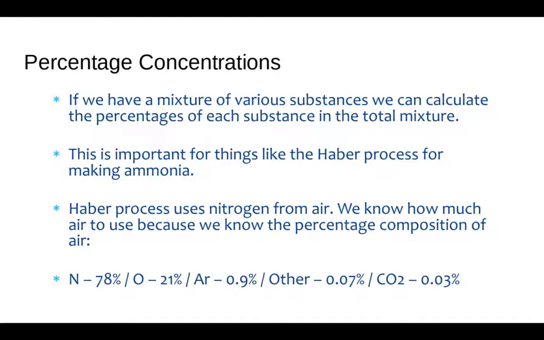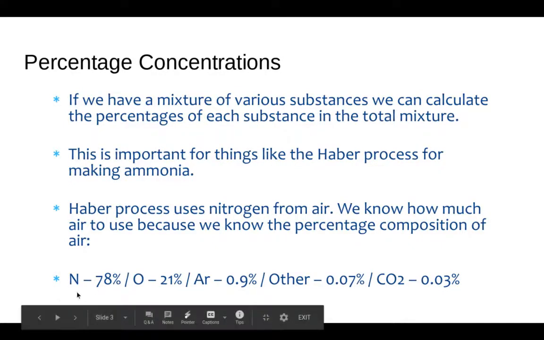So why do we do percentage concentrations? Okay, there's a process called the Haber process, which is used for making ammonia, which is needed to make fertilizers for plants. Now, the Haber process uses nitrogen from the air, okay? We need to calculate how much of the air is nitrogen, so then we can know how much air we can use in our reaction. So we know that nitrogen is 78%, it's the largest component of air. These are the other gases, obviously oxygen is the other famous one, 21%. But it's important that we know that nitrogen is 78%, so we know how much air to use in the reaction.